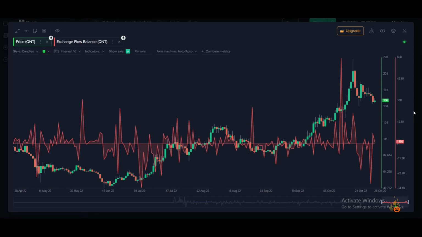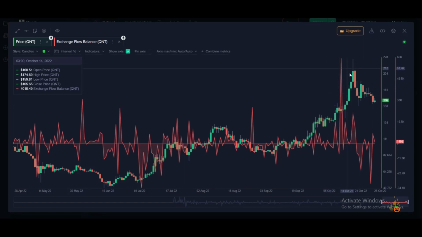Another metric that is suggesting that the support will hold here is the exchange flow balance, right? Basically, this is the difference between the amount of Quant that has been deposited on exchanges and the amount of tokens that have been withdrawn off of exchanges. So when you see a positive spike like this, it means that more Quant has been deposited on exchanges, and in most cases it suggests that that Quant is now ready for sale, right?